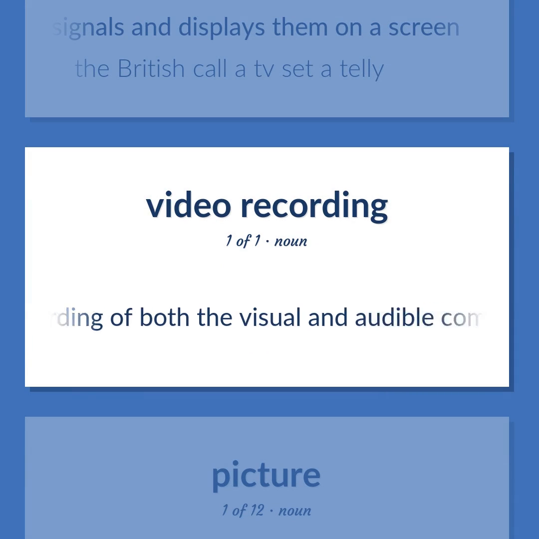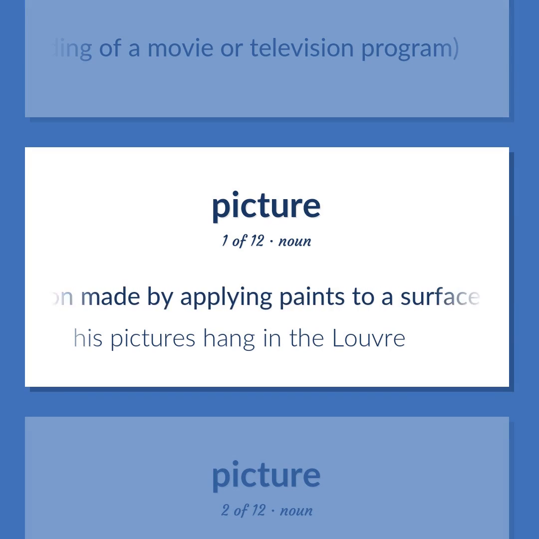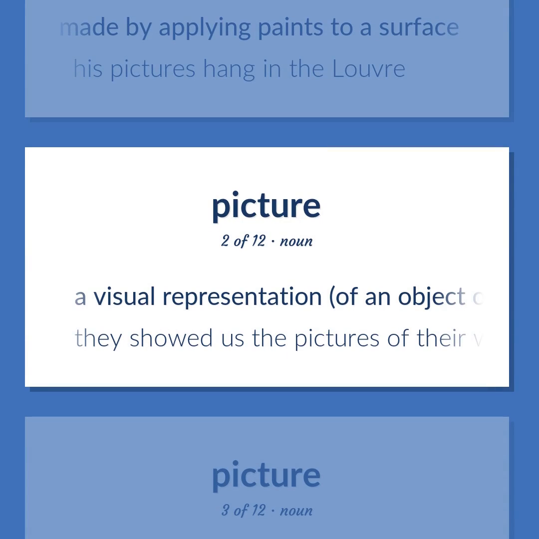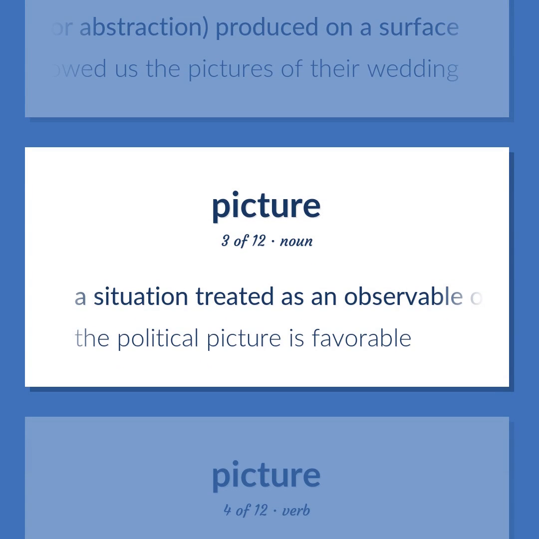A recording of both the visual and audible components, especially one containing a recording of a movie or television program. Graphic art consisting of an artistic composition made by applying paints to a surface. His pictures hang in the Louvre. A visual representation of an object or scene or person or abstraction, produced on a surface. They showed us the pictures of their wedding. A situation treated as an observable object. The political picture is favorable.